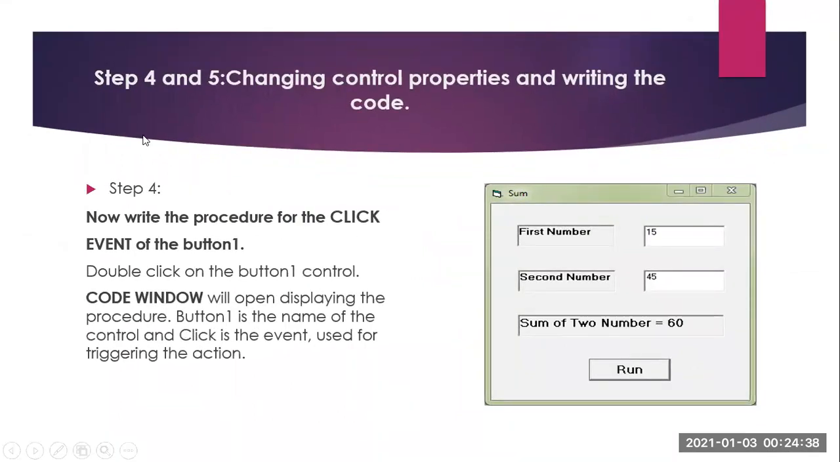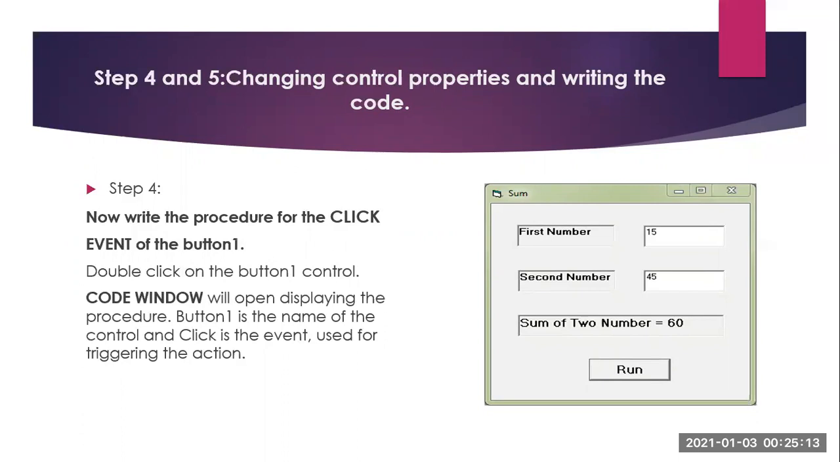Now simply what you see in step number 4, once we've given all this information in the form, the next step we see is changing control properties and writing the code. Now by default a code is generated usually, and this code is something that is predefined. Now we want an output for the sum of two numbers, so we need to make slight changes in the code section or in the program that is given there.